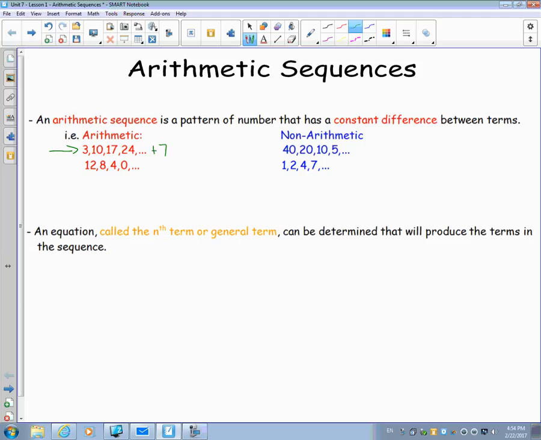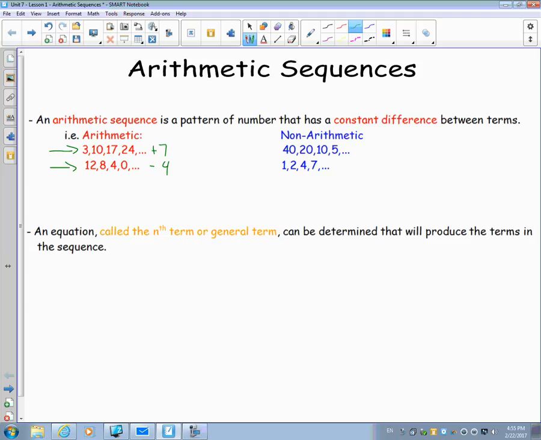It never changes. Look at the next one, 12, 8, 4, 0. I'm going down 4 each time. Again, it's constant. Never changes. Those would be considered arithmetic sequences. The blue ones, on the other hand, while they follow a pattern, are not doing a constant pattern.